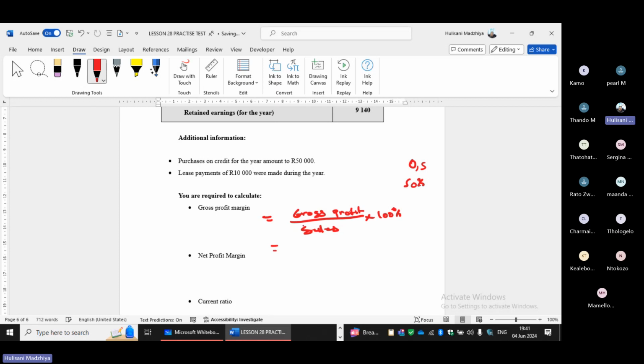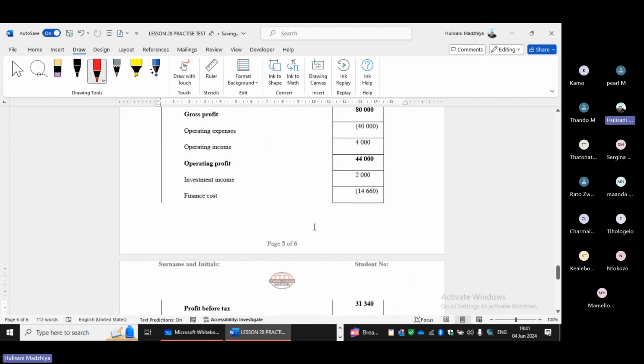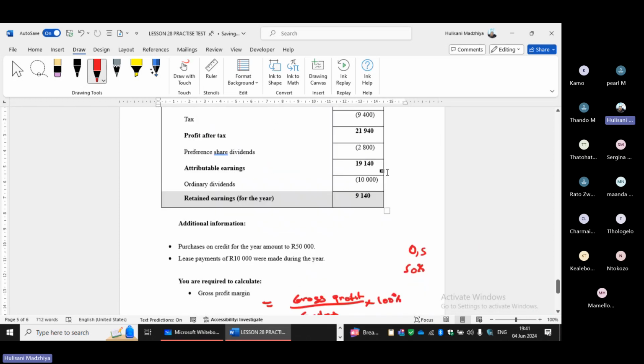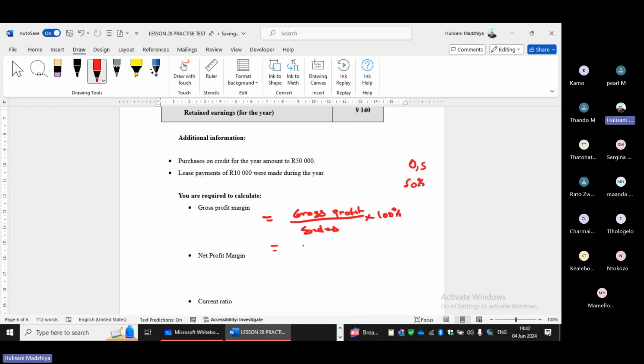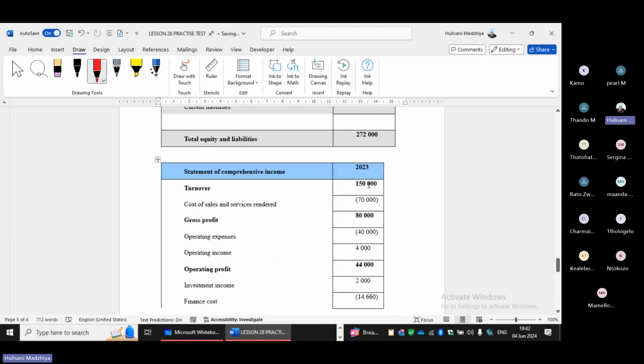So this is the formula for gross profit. With this formula, you are going to look for gross profit on your financial statement. Gross profit is 80,000. So on this side you're going to say 80,000 divided by the total sales. Total sales is 150,000.